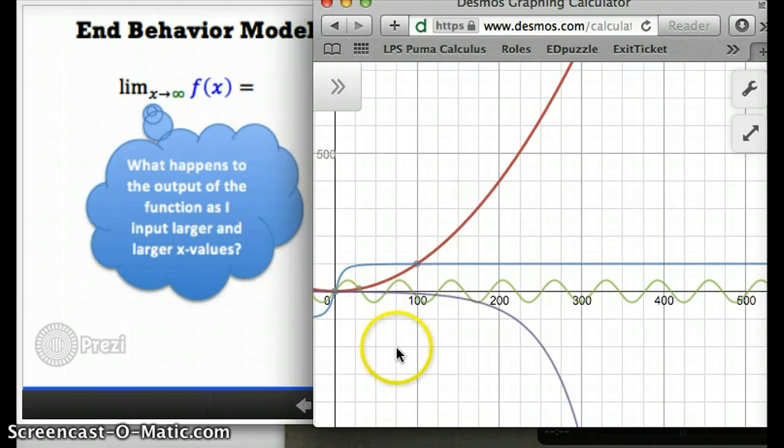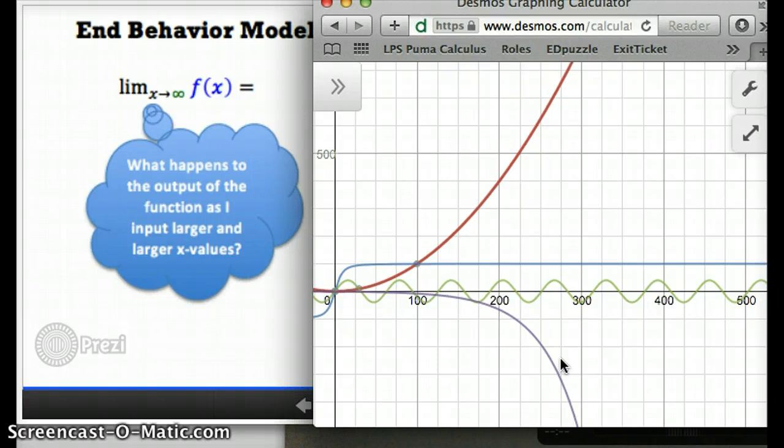The green function, which is a sine function with a larger amplitude, is going up and down and up and down and up and down. So to answer this limit, what happens to the y values? Well, the y values continue to change, and we would say maybe they oscillate because they're going up and down. And so the answer to this limit would be DNE. The end behavior here doesn't exist. There isn't a particular value that it approaches, and it also doesn't go to positive or negative infinity. The purple function has end behavior that goes to negative infinity, and you can see that the y values go down. So these are your 4 possibilities.